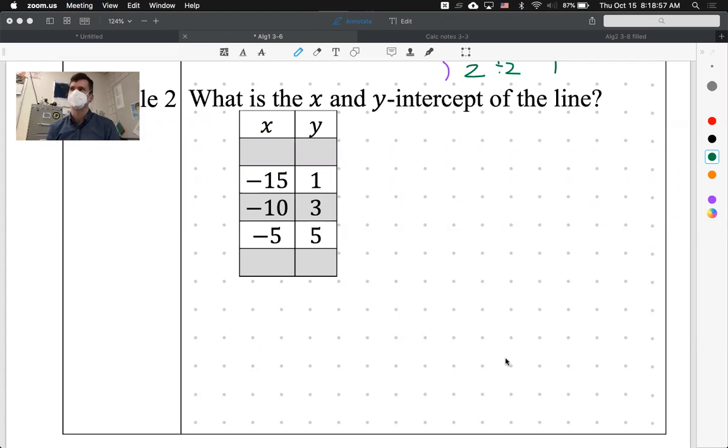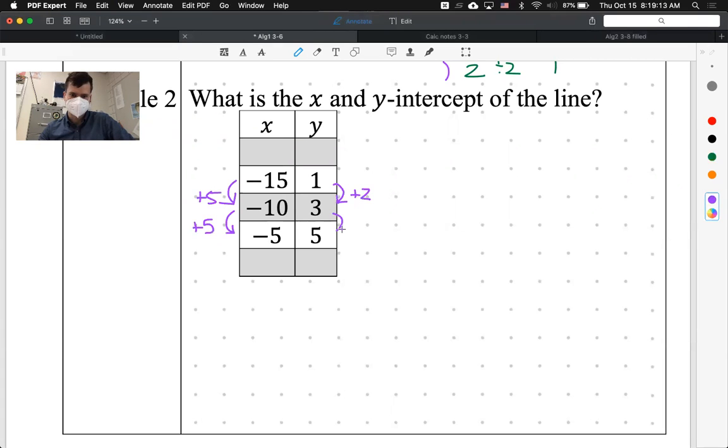Oh, there's Diego. Yeah, go for it, Diego. What I think you do first is you can already see that the x is going by positive 5. +5, okay. And the y, you can see that's going by positive 2 as well. +2, okay.